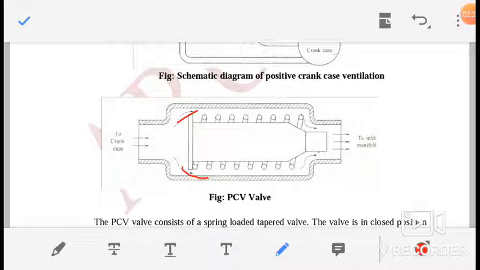When engine load is higher than idle, blow-by increases and the manifold vacuum decreases. So the pressure developed by the manifold vacuum, which increases when the blow-by gases are less, gives only a small opening for the passing of blow-by gases, and the spring moves the tapered valve and increases the opening. This is the opening.